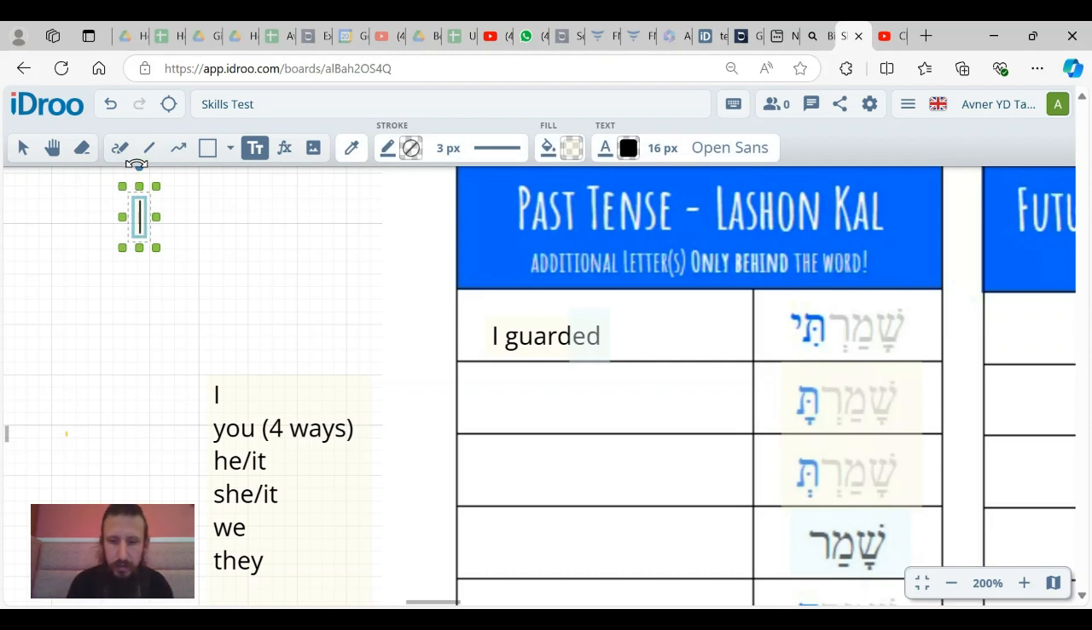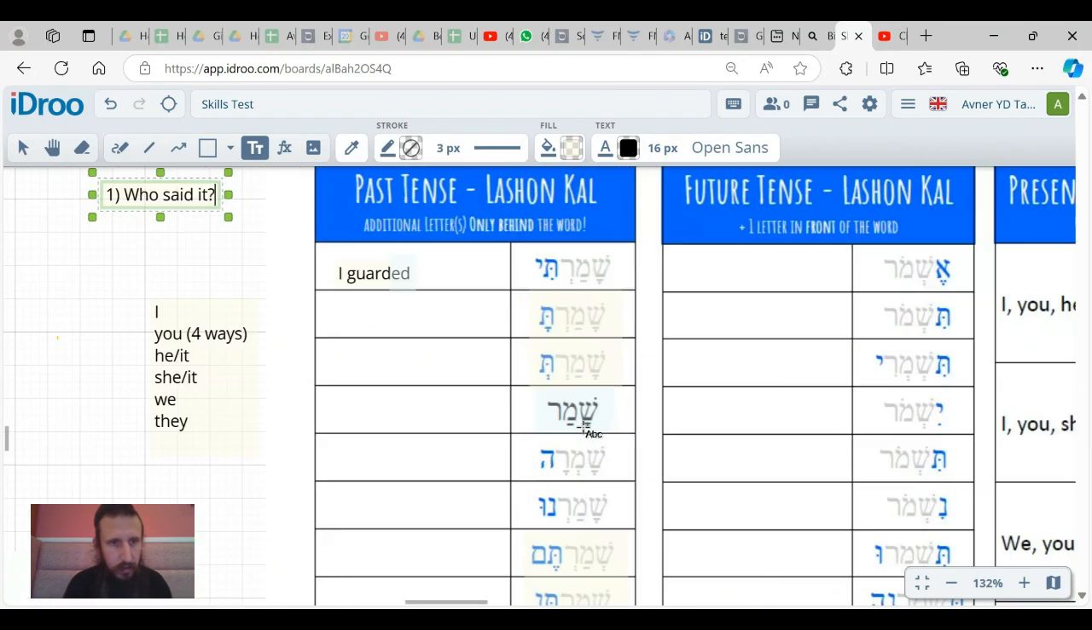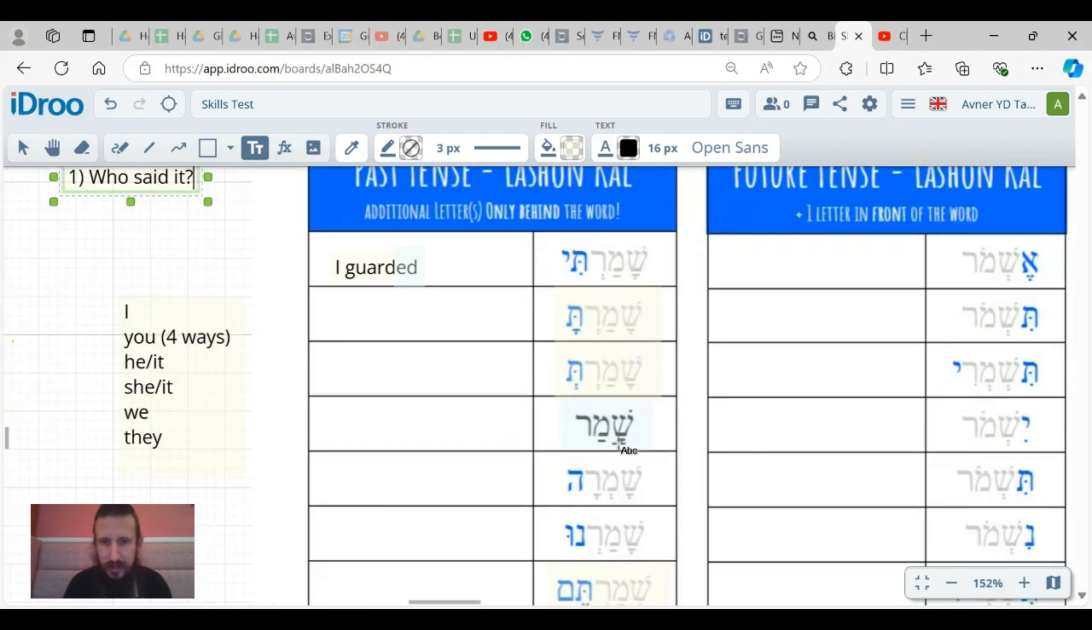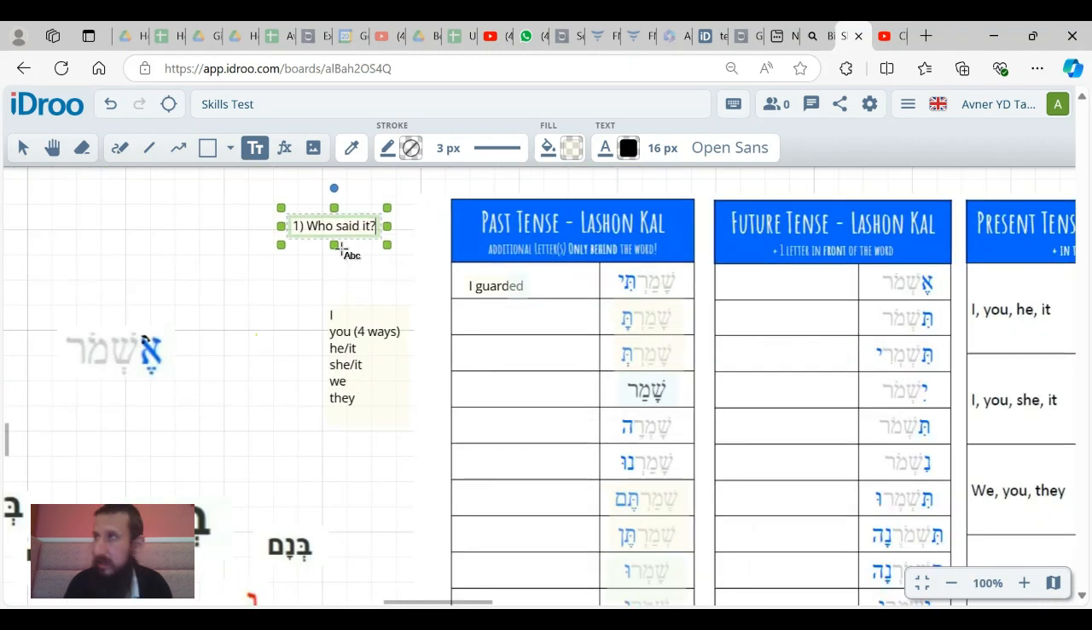Number one, you need to be able to recognize who said it. That's going to be represented by the blue letters, besides for the word when it's only the shorish, then it's represented by the fact that there are no blue letters at all. So those added letters are always telling you who said it. The added letters are also always telling you when it was said. Was it said in the past, the present, or the future?